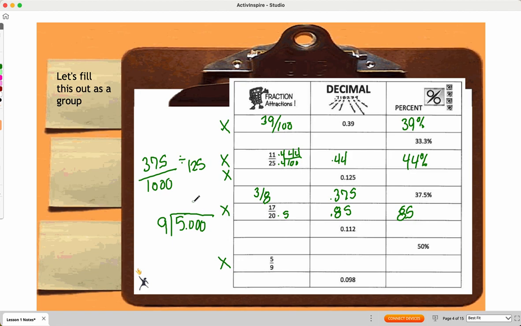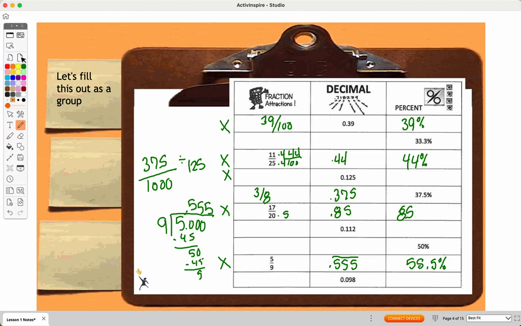9 goes into 50 5 times. Put my decimal place, that's 45. Bring down a 0. Okay, that's another 5, 45. And you'll start to see, okay, I've got a pattern. So it's actually going to be 0.555. If you want to tell me it's truly a repeating decimal, but that's hard to do as a percent, so you're going to say 55.5%, okay, as your percent. So that kind of walks this through. Now let's keep working through.